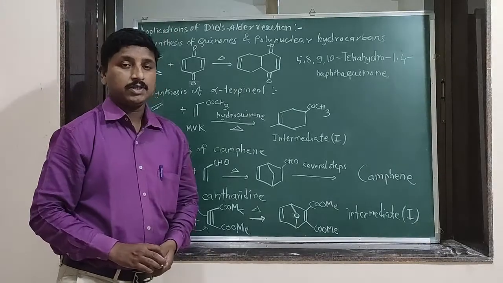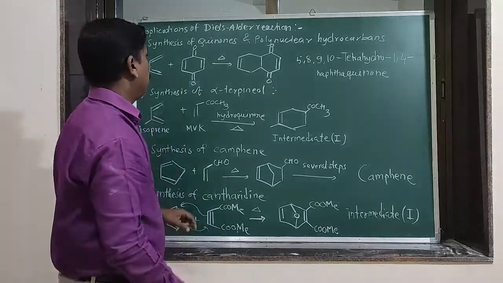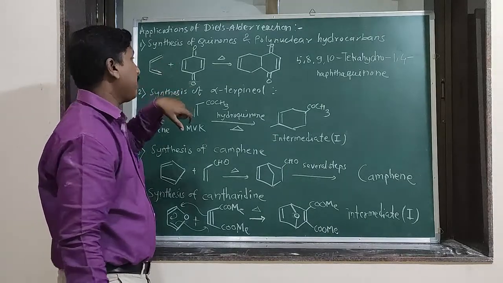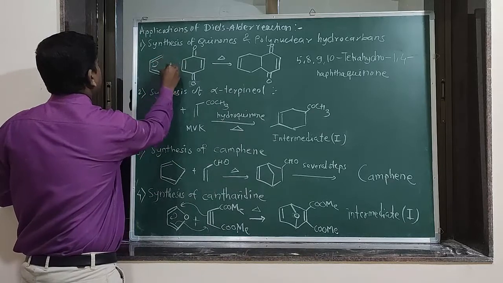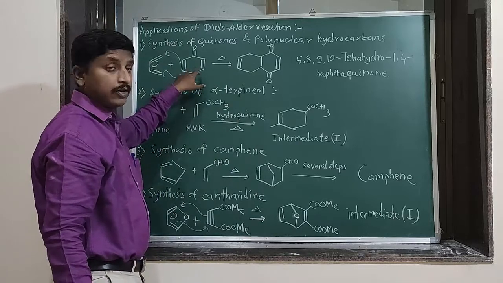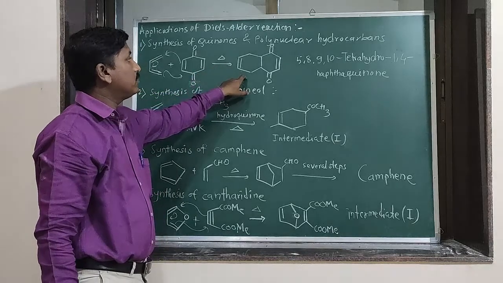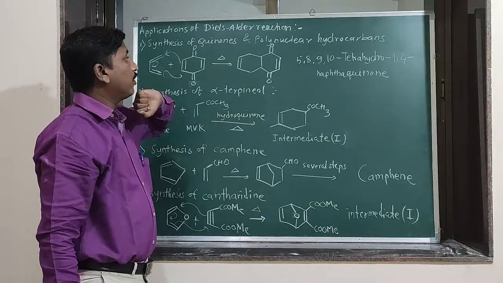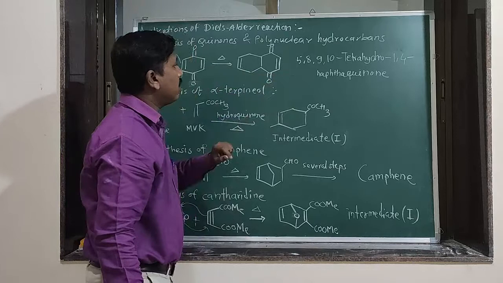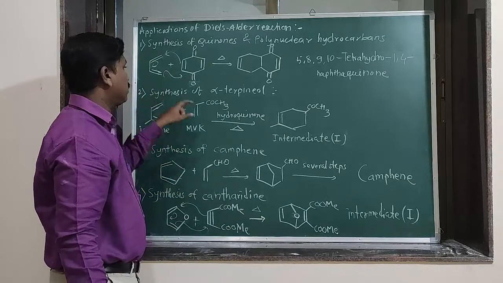Next, the applications of the Diels-Alder reaction. The Diels-Alder reaction has numerous applications in synthetic chemistry. One is the synthesis of quinones and polynuclear hydrocarbons. 1,3-butadiene is reacted with naphthaquinone or a quinone. It undergoes the Diels-Alder reaction and forms such quinones or polynuclear hydrocarbons. Here the product formed is 5,8,9,10-tetrahydro-1,4-naphthaquinone.